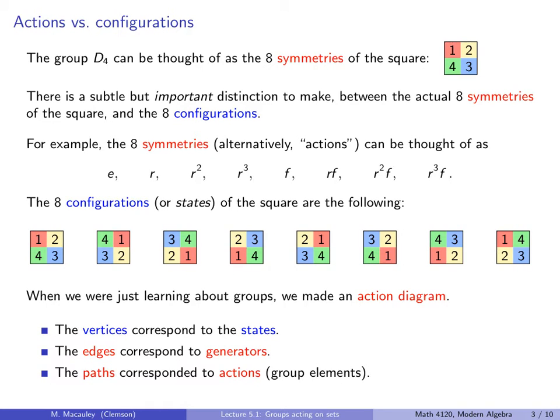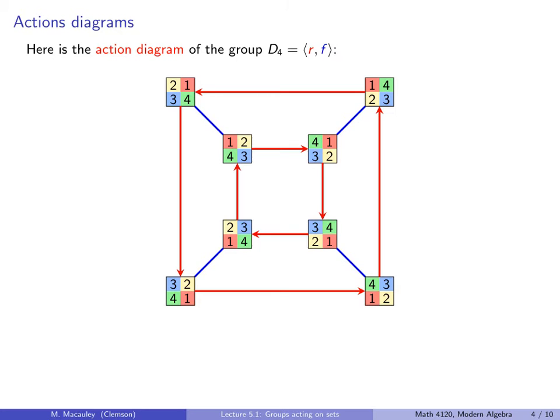When we were just learning about groups, we made an action diagram, just a Cayley diagram. The very first thing we did, pretty much. The vertices corresponded to the states, these configurations, and the edges corresponded to generators. And then we said, well, the vertices also correspond to elements or actions in the group because paths corresponded to actions. So we had this bijection between configurations and symmetries. Here is the action diagram for the group D4. And it's just a Cayley diagram. Nothing new about this.